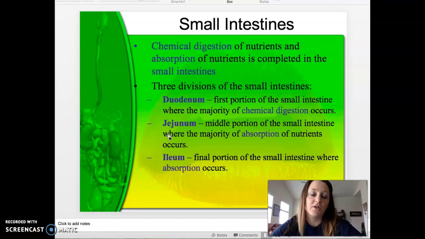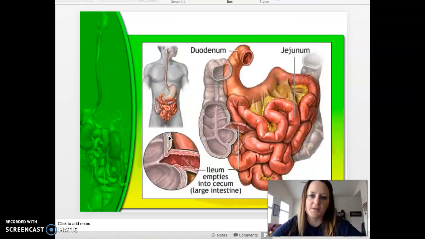Then you have the jejunum, which is the middle portion of the small intestine. And this is where a majority of the nutrients get absorbed. So the first portion, they're still doing digestion. The jejunum, they're actually absorbing nutrients. And then the ileum is going to be the final portion where absorption occurs. And that's where the large intestine is going to be connecting in. So that's the small intestine.